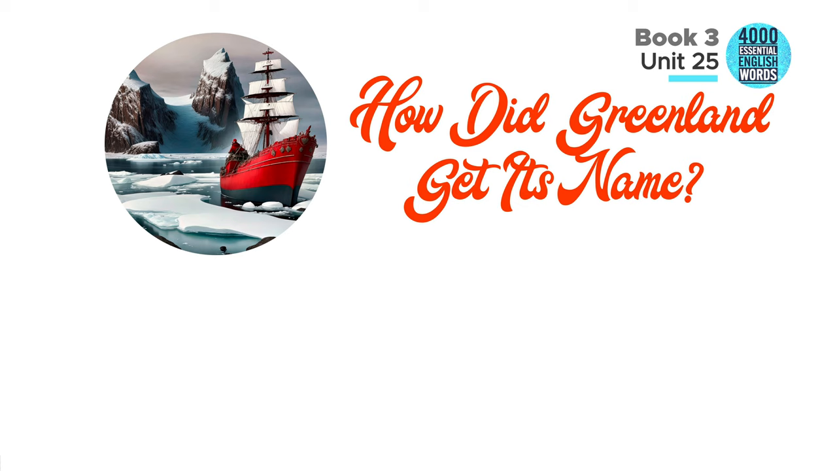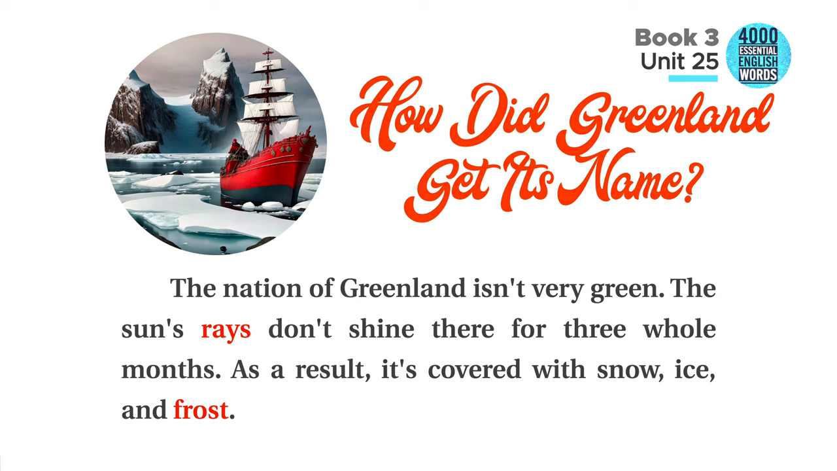How did Greenland get its name? The nation of Greenland isn't very green. The sun's rays don't shine there for 3 whole months. As a result, it's covered with snow, ice, and frost. Then, how was the name derived?